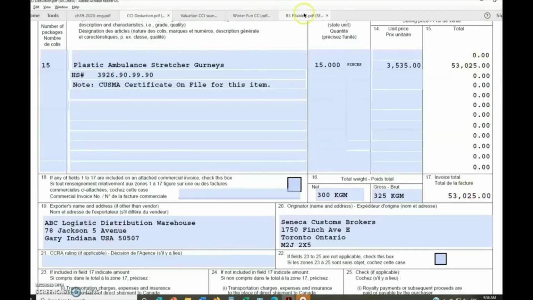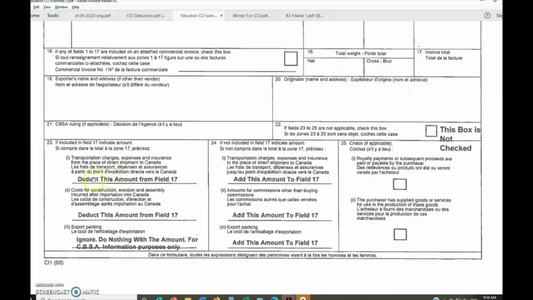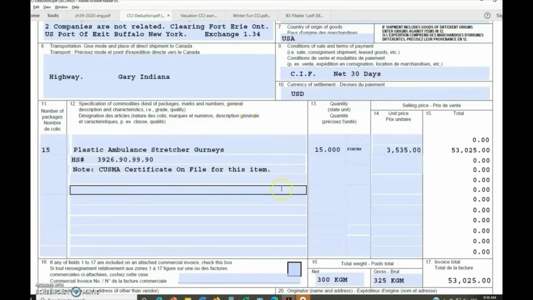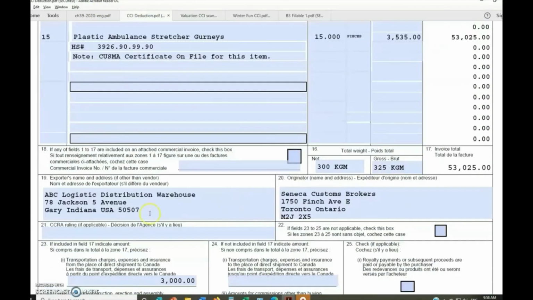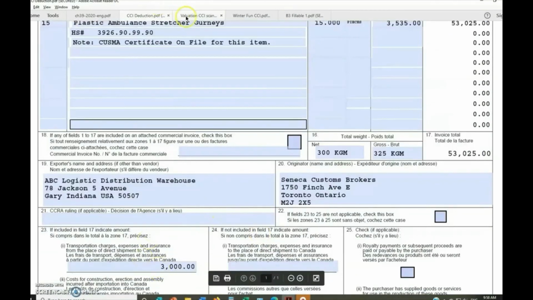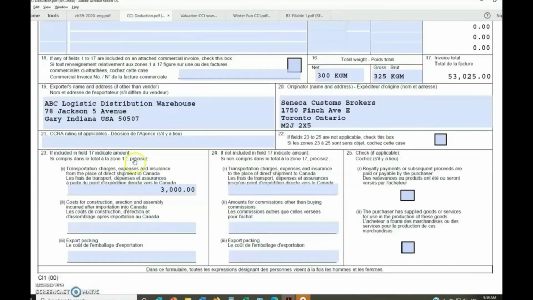So all you're doing is indicating to Customs that you made a change, that you deducted an amount from here, or if you have to add, that you've added an amount from there. But this time you're going to be deducting because it says right here, deduct this amount from Field 17. That's all I want you to do. You don't have to fill out the CCI. All you have to do is read the instruction here, what you do when you see an amount down here, and do it.